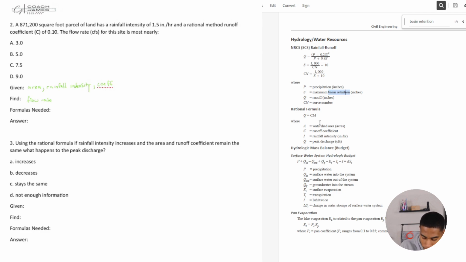Okay. So Q equals CIA. Let's write down the C. C is the runoff coefficient, and so C is equal to 0.10. All right, what about I? I is the rainfall intensity here, and it needs to be in inches per hour, and we have it in inches per hour. That's 1.5 inches per hour.